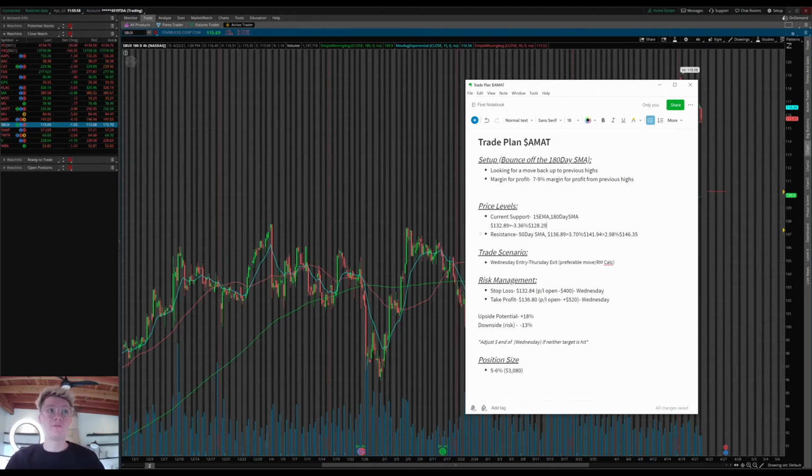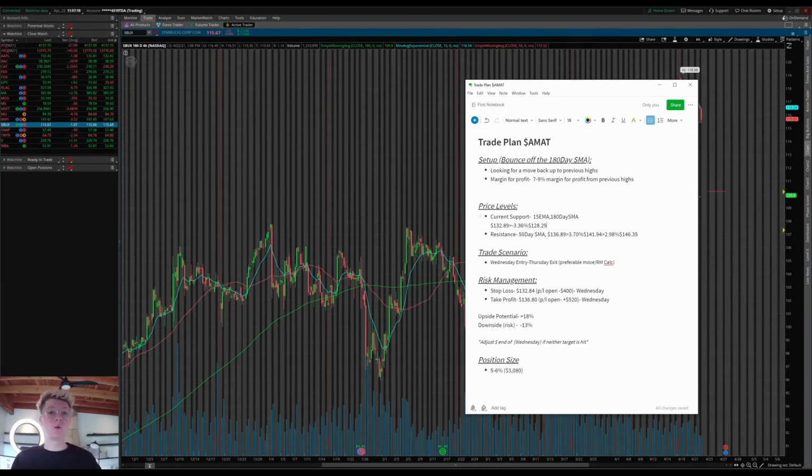And then I've gone ahead and I've figured out where our support and our resistance levels are. So we've got some support at $132.89. And then I've got this little arrow, and what this means is essentially 3.36% below this level, we have more support, and that is at $128.29. So our price, wherever we're sitting, we've got support, 15-day EMA, 180-day SMA, and then another 3.36% below that, we've got more support. So it's important to calculate the distance between your support levels and your resistance levels.